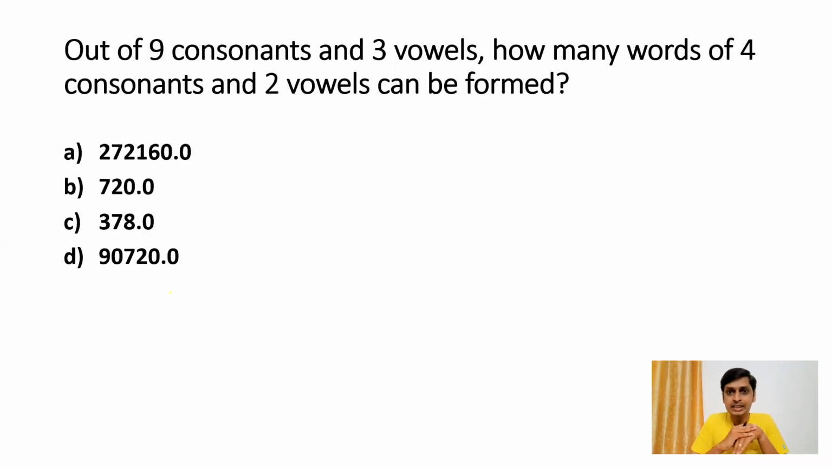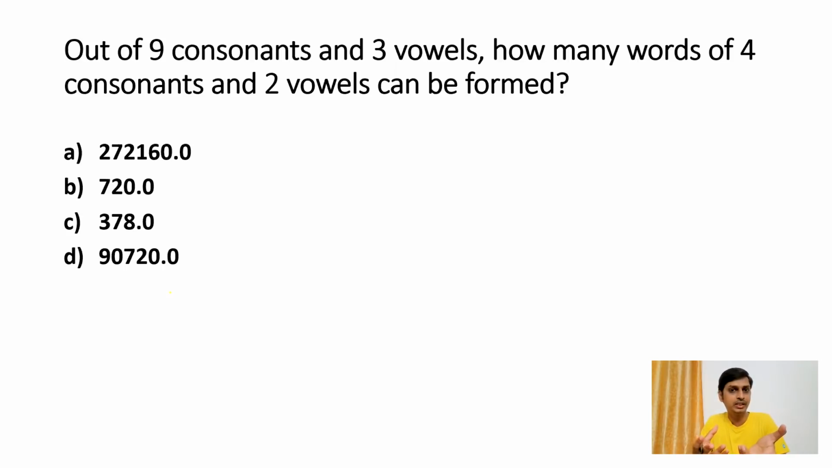Out of 9 consonants and 3 vowels, how many words of 4 consonants and 2 vowels can be formed? See, most of the students who attended this question last year marked the answer wrong, right? So they answered 378, but the answer is different. So I will show you how to solve.